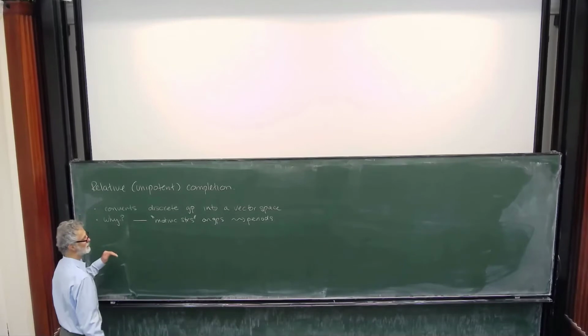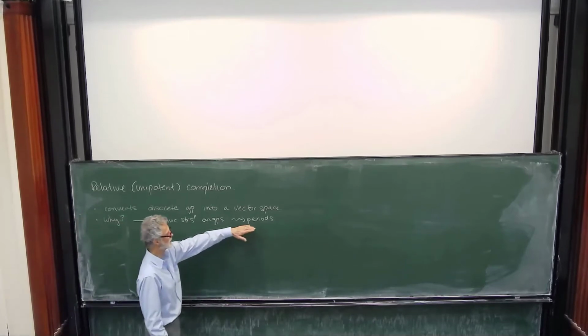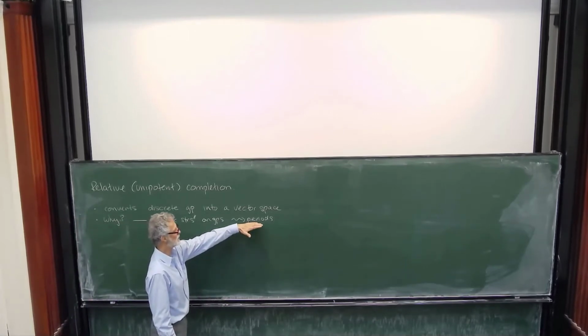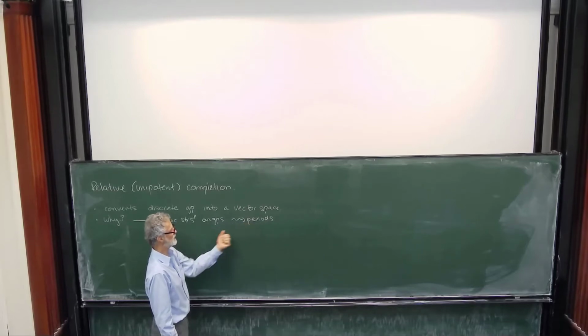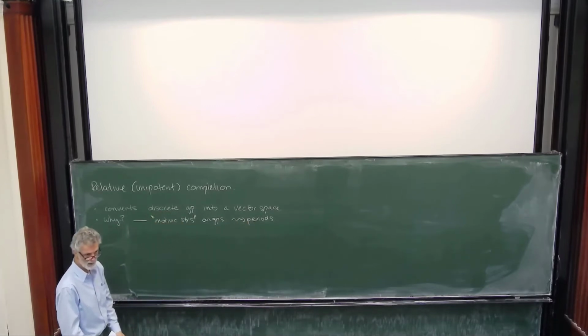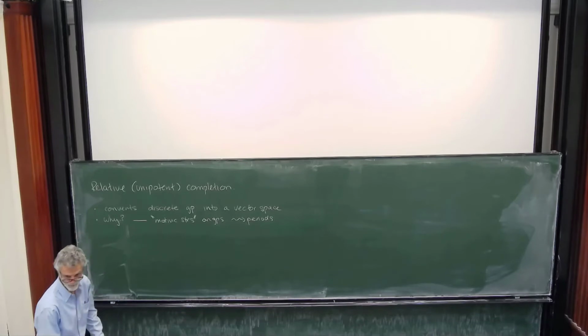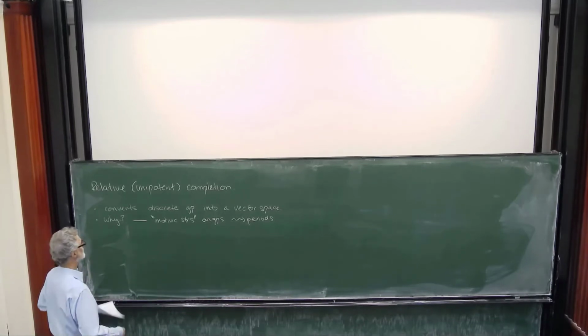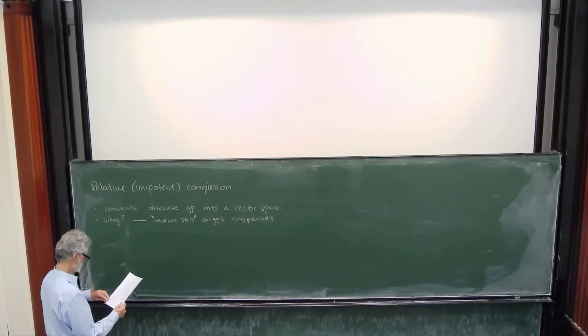For example, I'll talk about this in more detail later on, but if you start with pi1 of P1 minus 0, 1 and infinity, you take unipotent completion. So unipotent completion is a special case. The periods you get are multiple zeta values. But we want to do the same thing for modular forms. And so there you have to use relative completion.